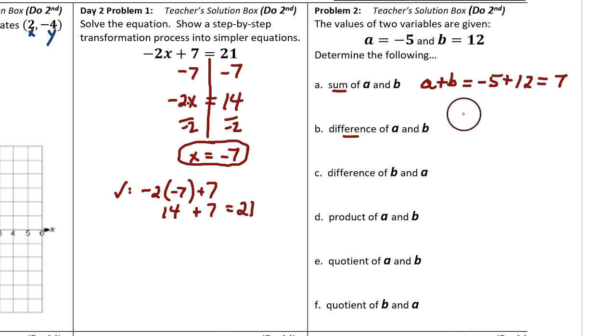Next, we want the difference of A and B. That means A subtract B. A is negative 5 and B is 12. Negative 5 subtract 12 is negative 17.